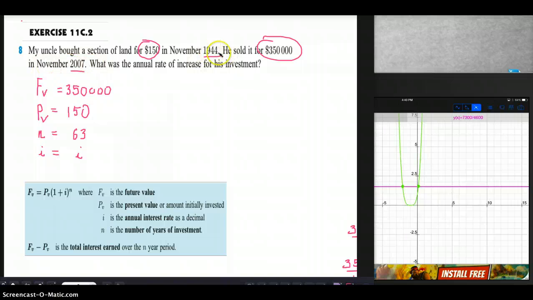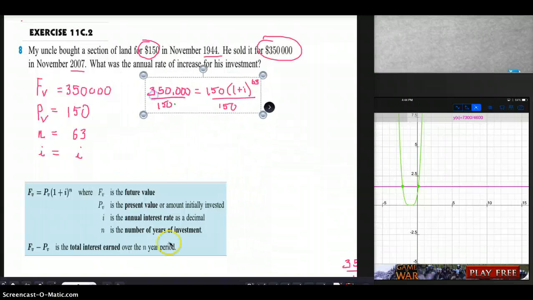2007 minus 1944 is 63 years. Quite a long time this uncle had the land. Explains why there was such an increase in value, right? And remember using this formula, right? We're going to keep I, or we can use X when we're using our calculator. That's the variable. That's what we're solving for. Cool? So now I need to plug this into my equation, right? So here's the equation, plugged in.